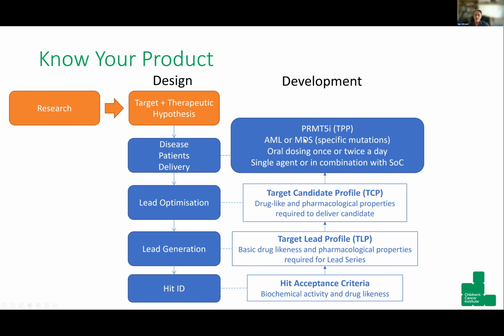So for PRMT5, this was to treat AML or MDS. And we know there are specific mutations which make these diseases very sensitive to treatment with PRMT5 inhibitors. Unfortunately, I can't disclose these at the moment because the patent hasn't yet been published. We wanted oral dosing once or twice a day at maximum, and this was to be used as a single agent or in combination with standard of care chemotherapy. And this really determines the types of models that you would use in terms of safety and efficacy towards the end of the program.